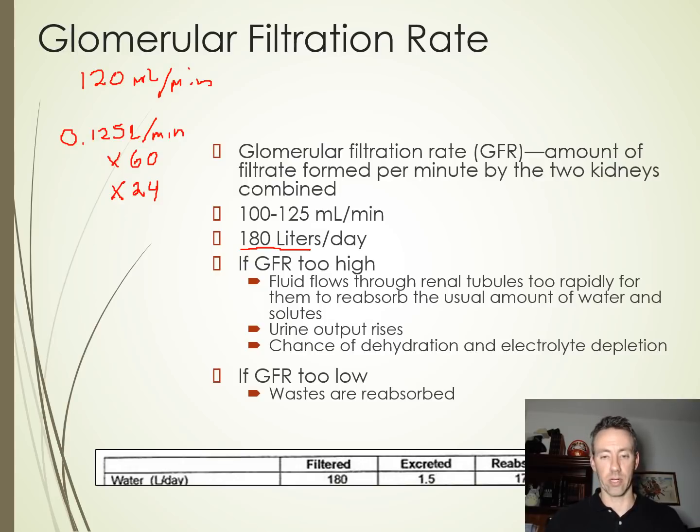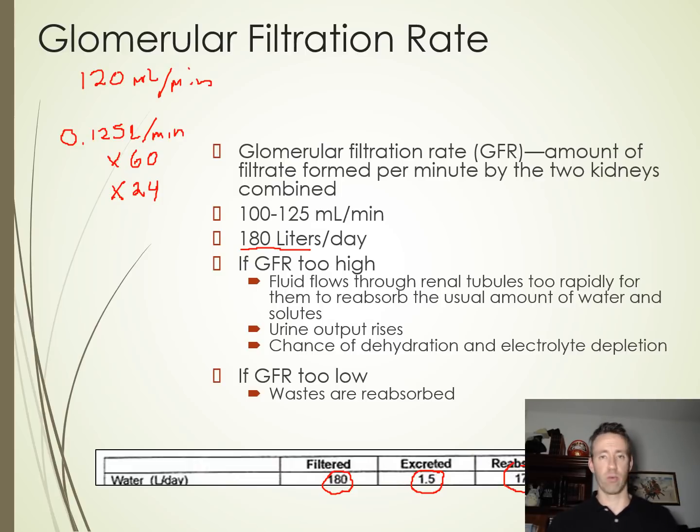I want to give you a quick example here. At the bottom you can see a little chart where the amount filtered is about 180 liters per day. What's amazing, as I circle it here, is what actually ends up being excreted a day. How much urine do we produce in a day? If we're filtering 180 liters, how much actually gets turned into urine? The answer is about 1.5 liters per day, which means we reabsorb 178.5 liters a day. Even though you're filtering 180 liters, greater than 99% of it is going to be reabsorbed.